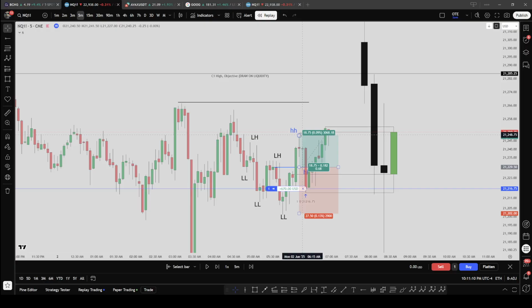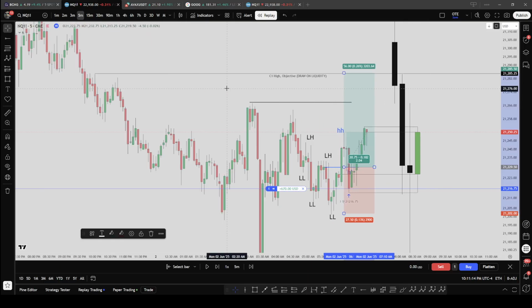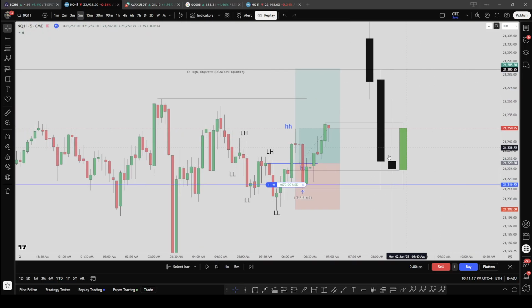And then you're riding it up. Again, we want to take it to up there. So you get tagged in here. Your stop loss would be this lower low, and then TP would be up here. All right, so let's see what it does.